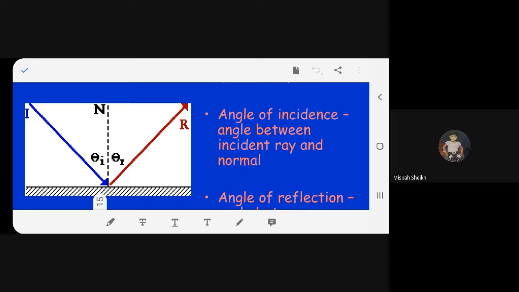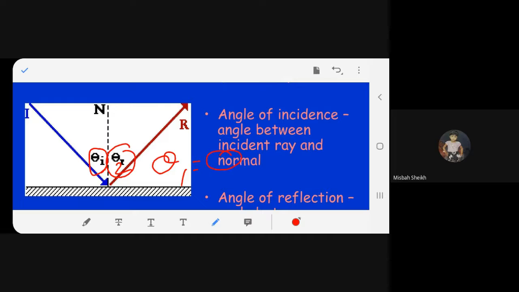What is the angle of incidence? It's theta 1 and this is theta 2. So what will I write? Theta 1 is equal to theta 2. That's one feature of light, that the angle of incidence is equal to the angle of reflection.